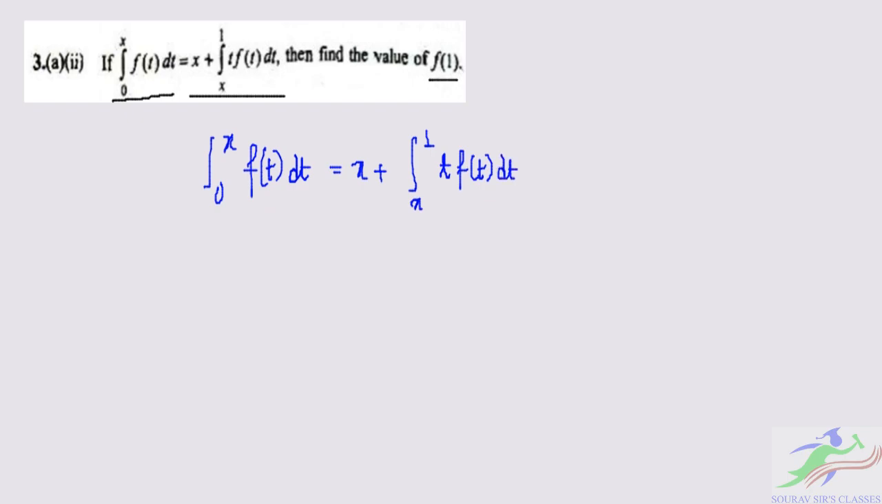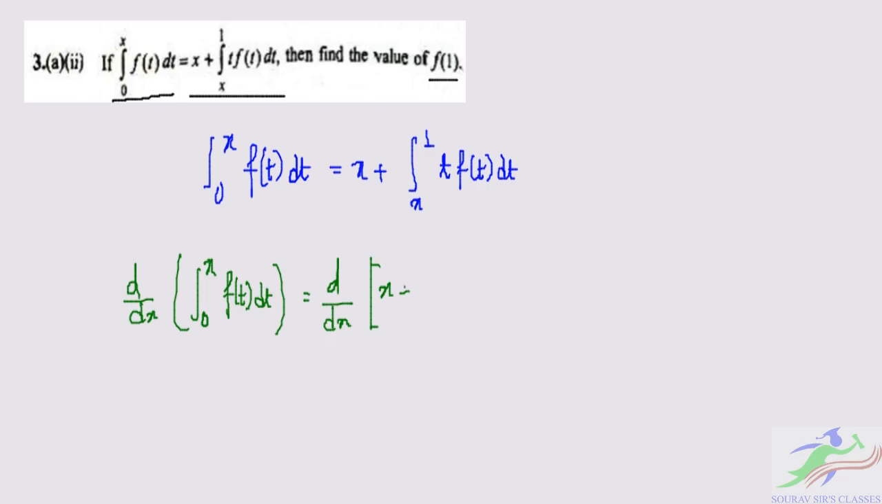If we do the derivative on both sides, that is d/dx of integral 0 to x f(t) dt, and similarly on the right hand side, x plus integral x to 1 t f(t) dt as it is given. Okay, now we have to apply the Leibniz rule.